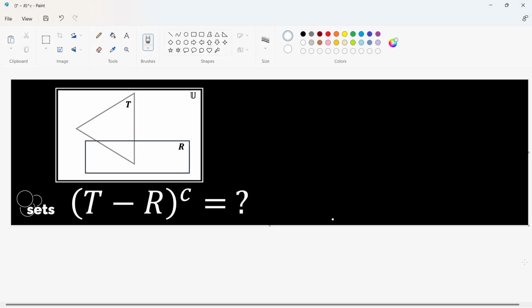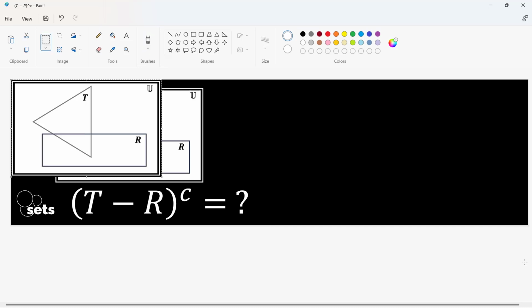Let's try to come up with a Venn diagram which will cover the result for the complement of the difference of sets T and R. In short, we are going to shade a region that corresponds to our answer. We need to start first with the difference, and whatever will be the result, take its complement. In short, I will start with this.